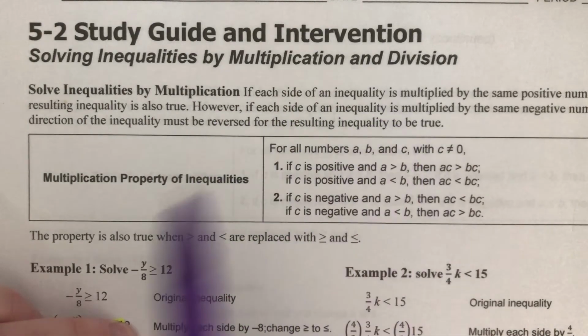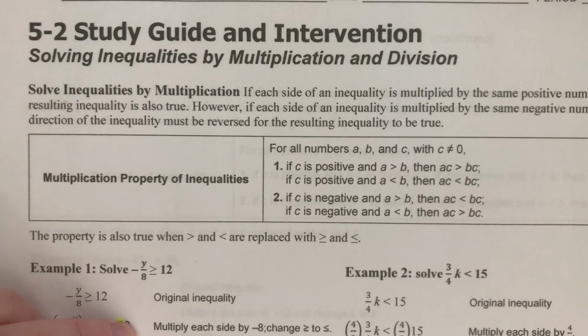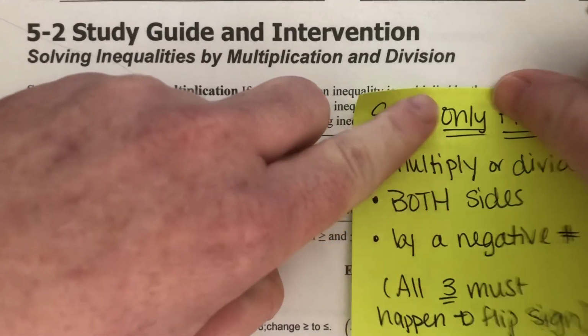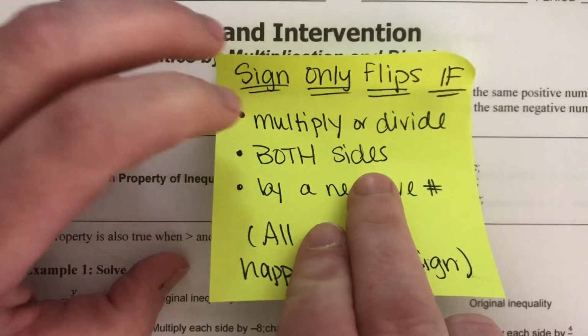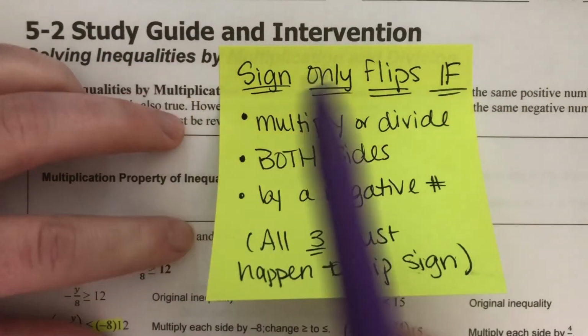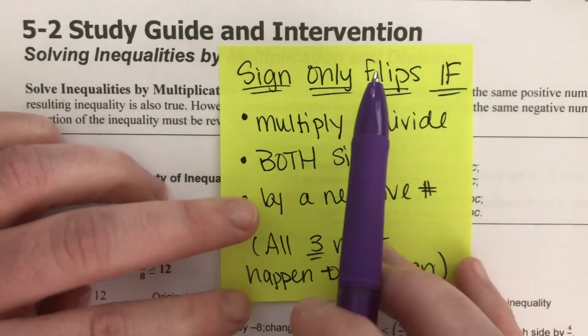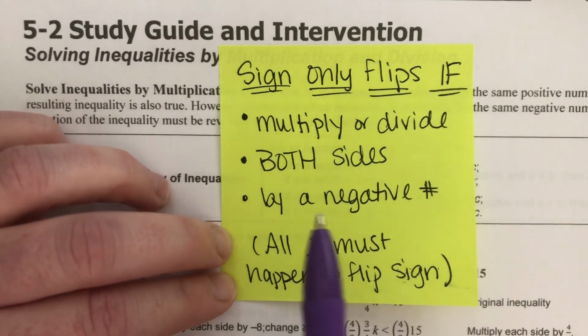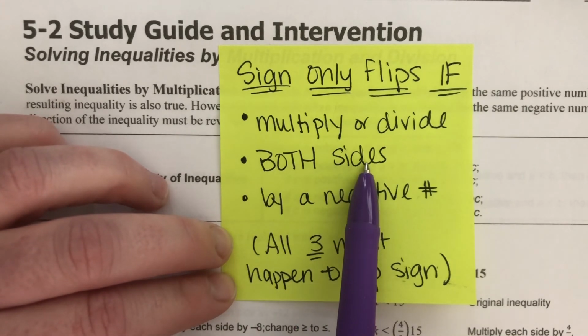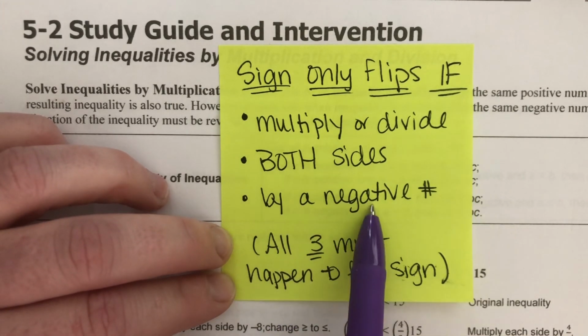If each side of an inequality is multiplied by the same positive number, the resulting inequality is also true. So whatever you do on one side of an inequality, you do the same thing to the other side. However, the one exception is, and this is true for division as well, I wrote it down here, kind of summarizing it quickly in my own words: our sign flips if and only if we multiply or divide both sides of our inequality by a negative number.